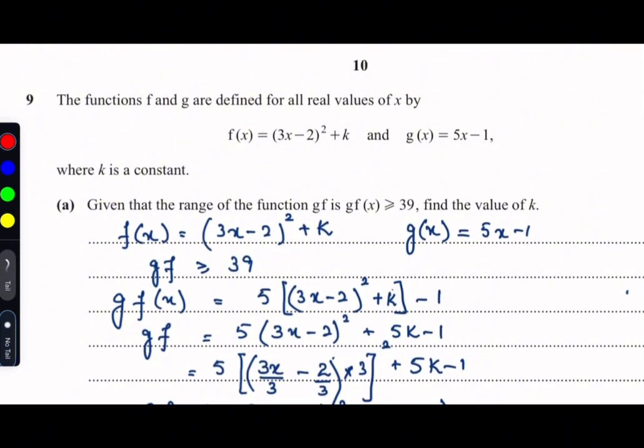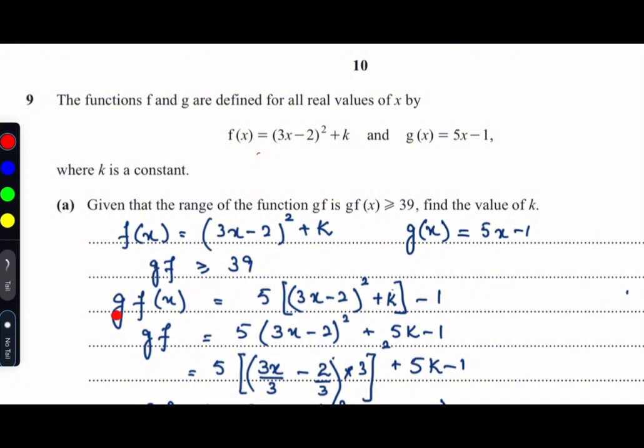The next question is on functions f and g. Now this is regarding functions, and two functions are given. f of x is 3x minus 2 the whole square plus k, and g of x is 5x minus 1, where k is a constant. Given that the range of the function gf is gf(x) greater or equal to 39. So gf means they are talking about the composite function, so we need to have the composite function first.